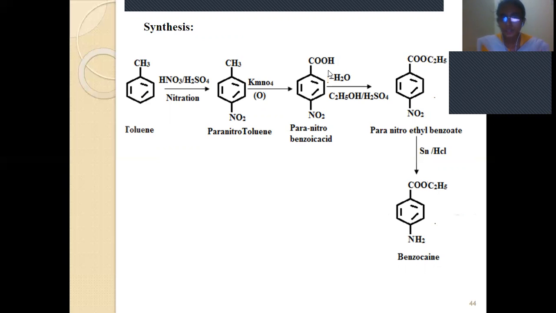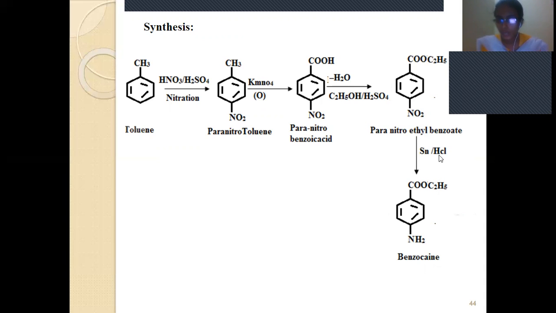Here, it undergoes a condensation process, removing a water molecule, in the presence of sulfuric acid and ethanol. C2H5OH is the ethanol. We get para-nitroethyl benzoate. One OH is eliminated from the ethanol, and one hydrogen from the benzoic acid derivative is eliminated in the form of water, and the remaining C2H5, meaning ethyl, is attached here. This is the ethyl benzoate.